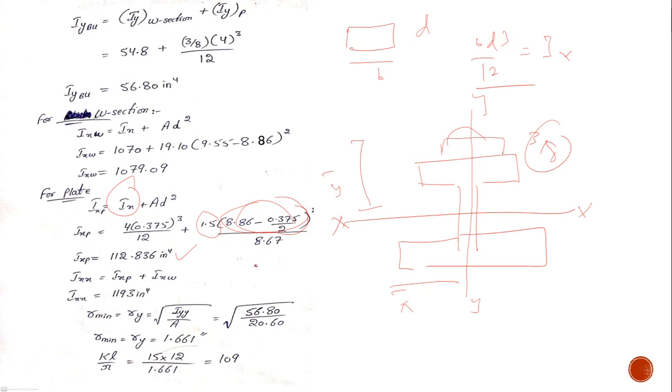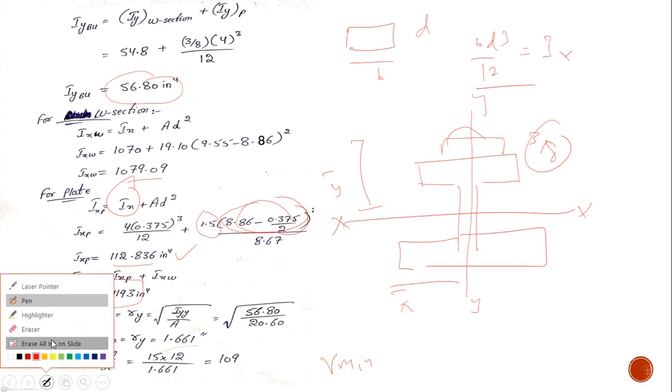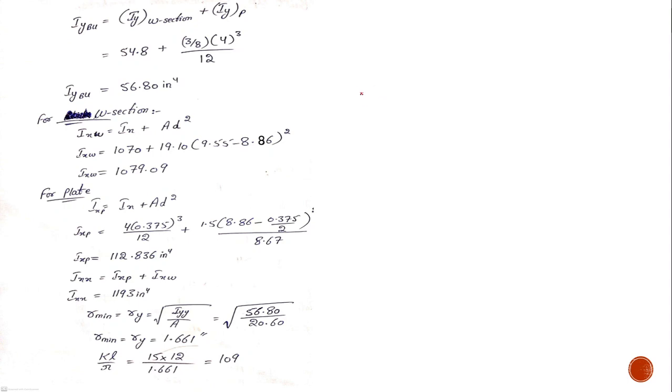Finally, when you are done, you have to add these two values. My Ix is this, my Iy is this. My requirement is to find R minimum, because this is a very important point. I have to find this R minimum. R minimum is the square root of I by A. In this case I find Ixx and Iyy, and the minimum is Iy.